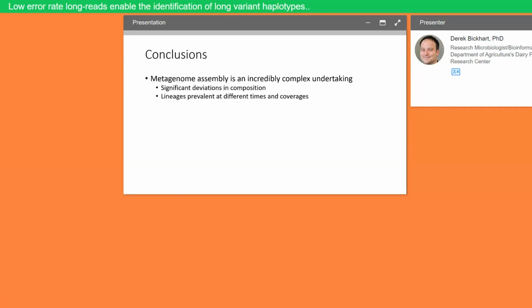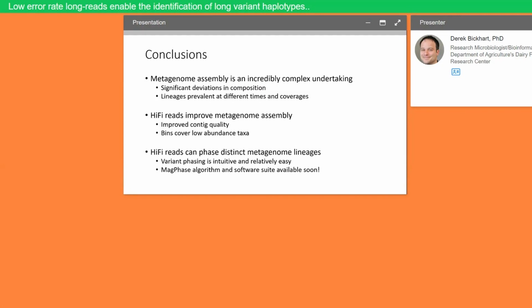So, in conclusion, the complexities of metagenome assembly are quite daunting, but the utility of knowing the metagenome has great impacts on many different types of research projects. We found that hi-fi reads provide substantial benefits to metagenome assembly and additional utility. And we've also identified a means by which you can use hi-fi reads to phase metagenome lineages through the discovery of haplotypes. And we are planning to release the software through publication fairly soon.